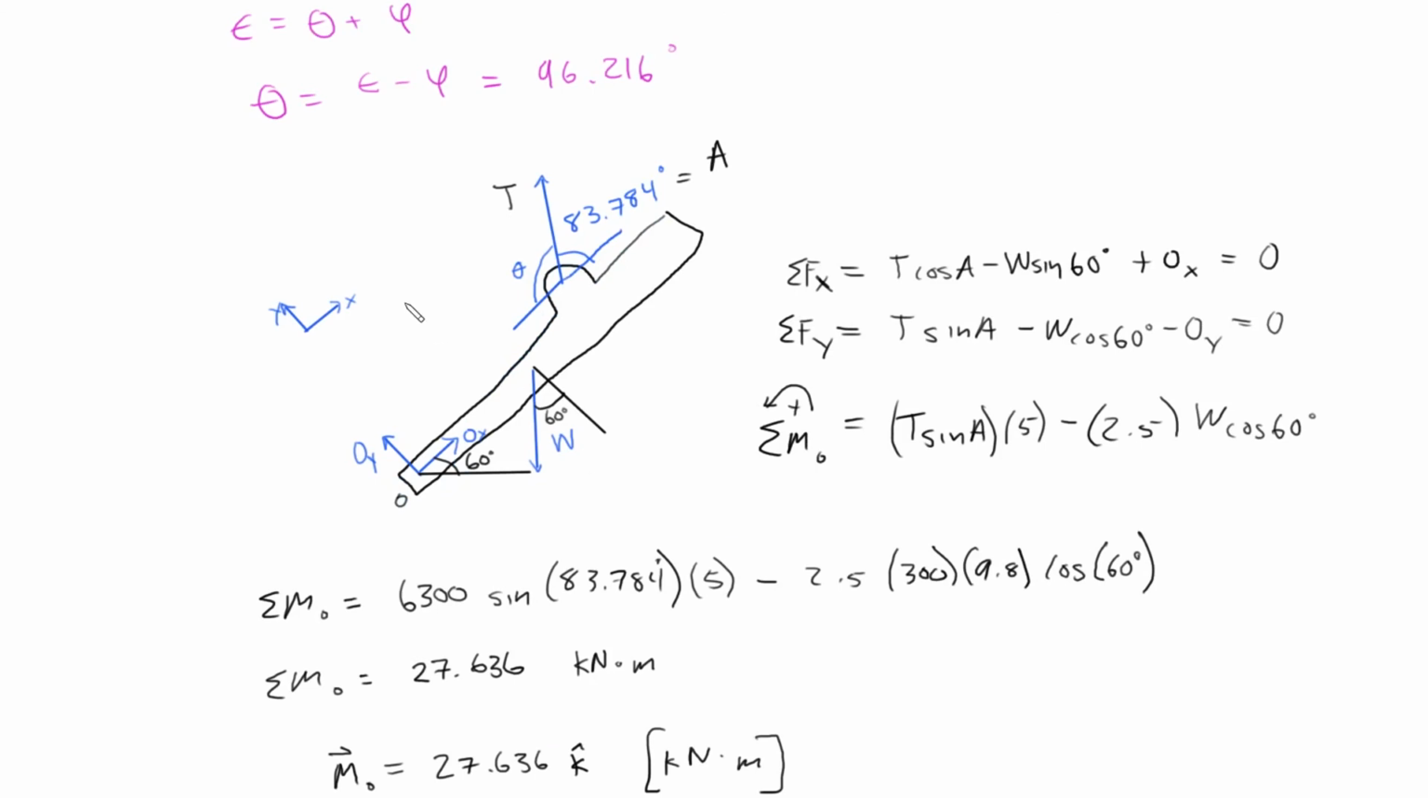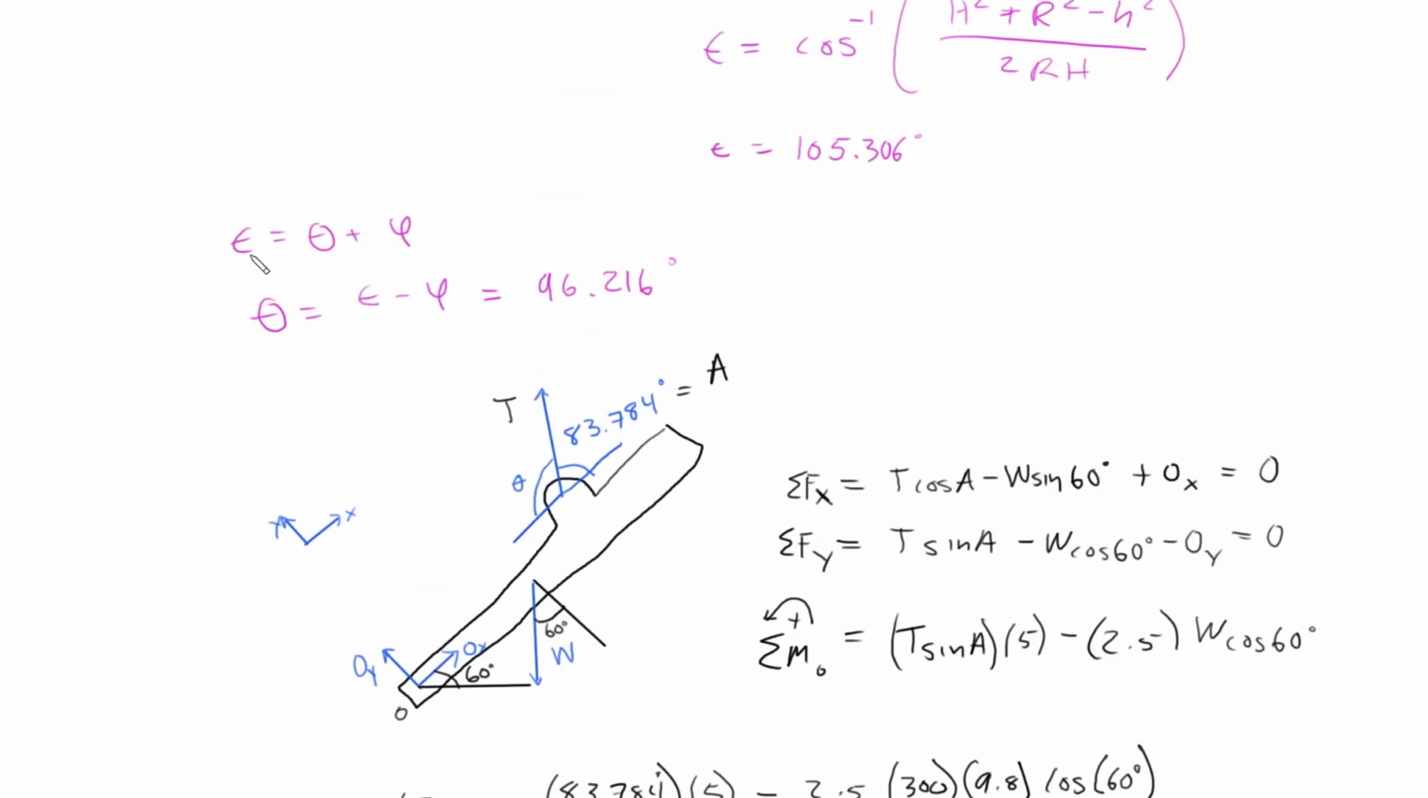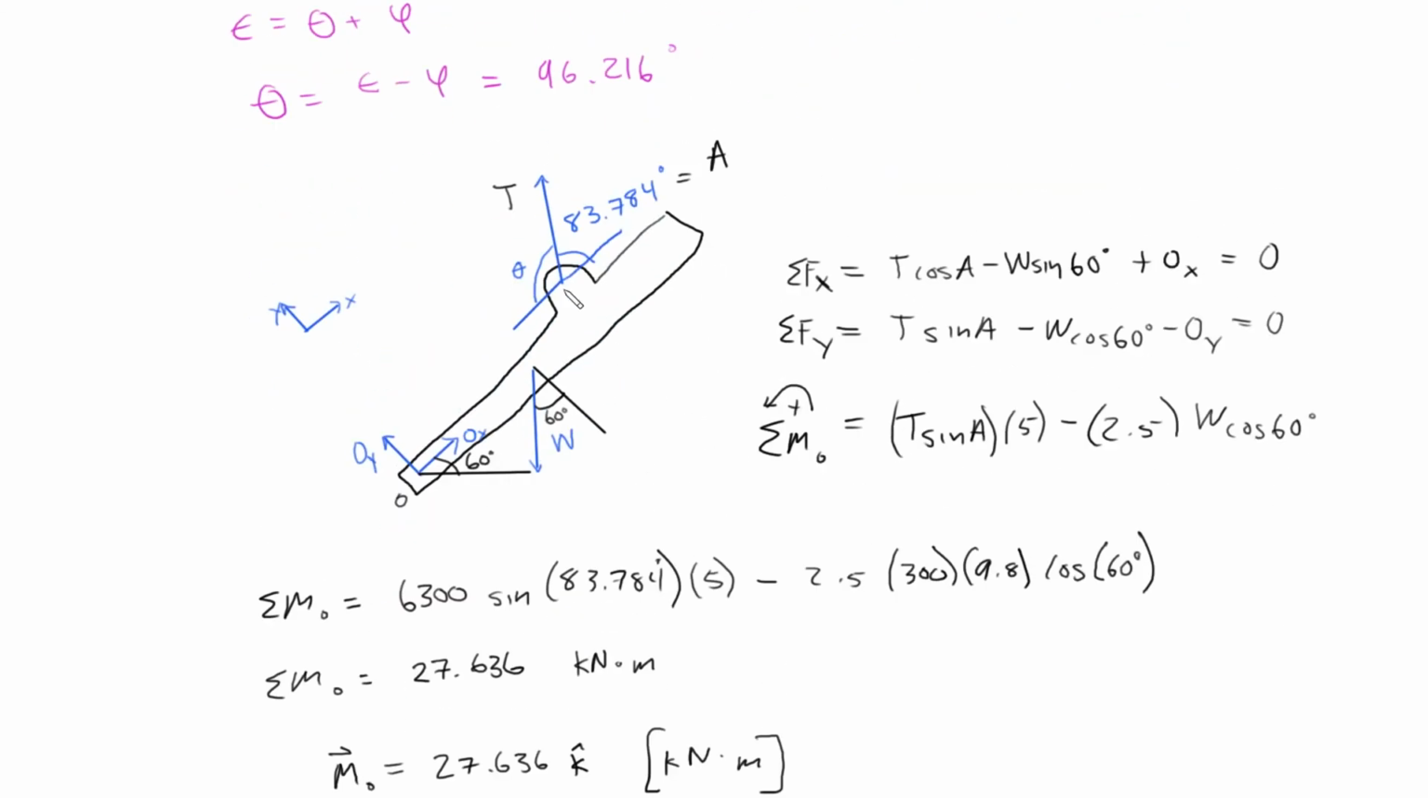And once we found the angle epsilon, we could use this basic equation epsilon equals theta plus psi to find this angle theta, which is the direction that the tension force is pointing. So then we drew the free body diagram of this beam, and we found the moment about point O by using the scalar operation of finding moments.